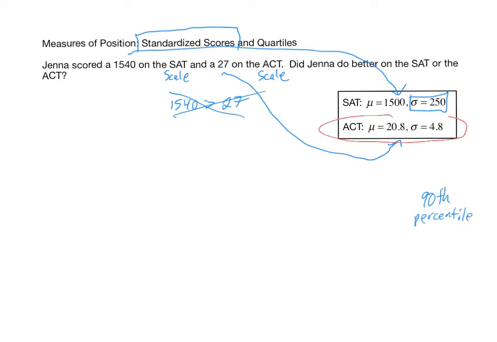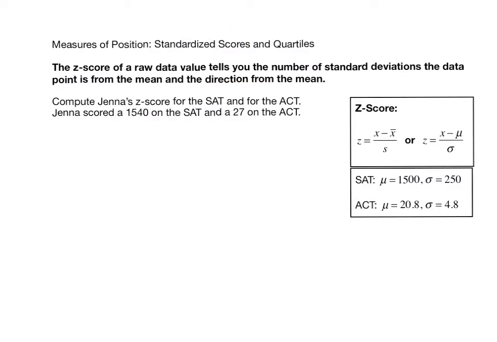But we need to formalize this idea of figuring out how many standard deviations away the score is from the mean. This is what we call a z-score. The z-score of a raw data value tells you the number of standard deviations the data point is from the mean and the direction from the mean.